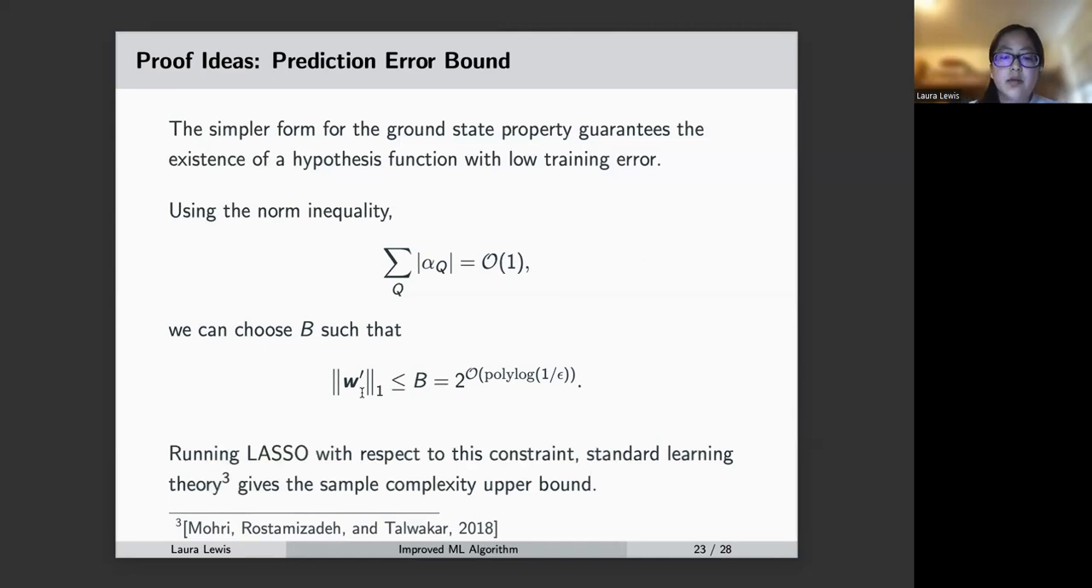So when we run lasso with respect to this constraint that the one norm of these coefficient vectors has to be bounded above by B, then some really standard learning theory about the prediction error of lasso gives the sample complexity upper bound. So from here, we really just need to plug in B, and we plug in the rest of our parameters into this theorem, and then we can just solve for the sample complexity. And this is also how we get that the training data can be sampled from any arbitrary distribution, because this standard learning theory result doesn't have any restrictions on this input distribution.